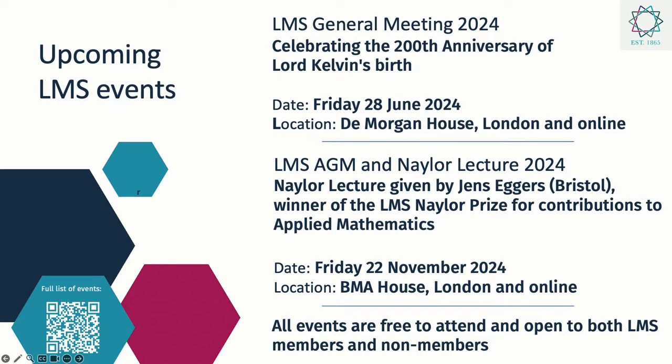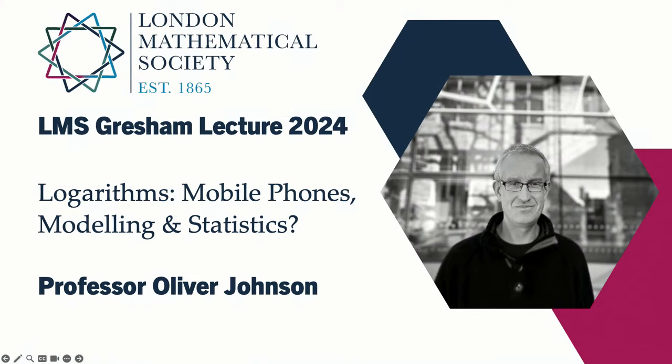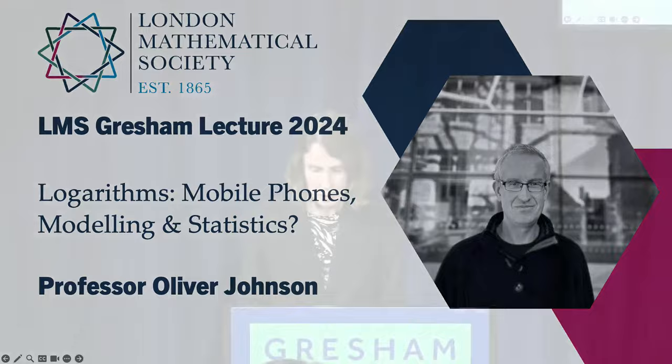Which brings me to this evening's lecture. I'm delighted to welcome our guest speaker, Professor Oliver Johnson. He's Professor of Information Theory at the University of Bristol. He completed his PhD and postdoctoral work at Cambridge, and much more recently has held the position of Associate Director at the Heilbronn Institute for Mathematical Research, in Bristol. During the COVID pandemic, he provided commentary on the numbers from a maths perspective in outlets which included Twitter, as it was then, Radio 4 PM, and The Spectator. His book, Number Crunch, was published in 2023. This evening, Oliver is going to speak to us about logarithms, mobile phones, modelling and statistics. It gives me great pleasure to invite Professor Oliver Johnson to give this 2024 LMS Gresham Lecture.